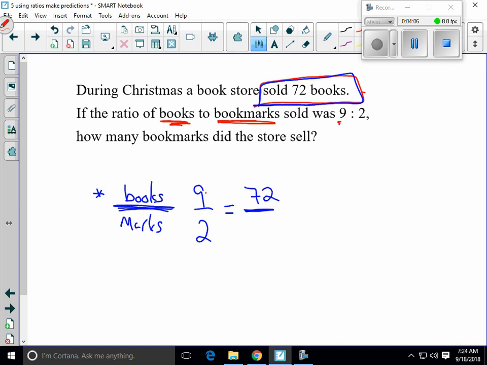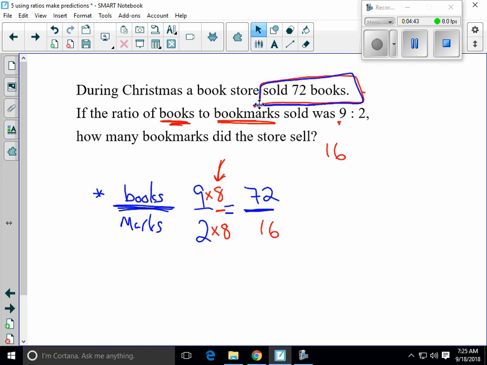So you just have to figure out, well, how do we get from 9 to 72? What are we going to multiply 9 by to get 72? Well, it should be 9 times 8. So if I do the same to the denominator, okay, I can multiply the numerator and denominator by the same number. In the bottom, 2 times 8 would be 16. Okay, so that's the answer we got, 16 bookmarks. Okay, so this is a little bit of a shortcut instead of the table. Okay. We're multiplying by the same number. 8 over 8, 8 divided by 8 is really 1 that you're multiplying by.